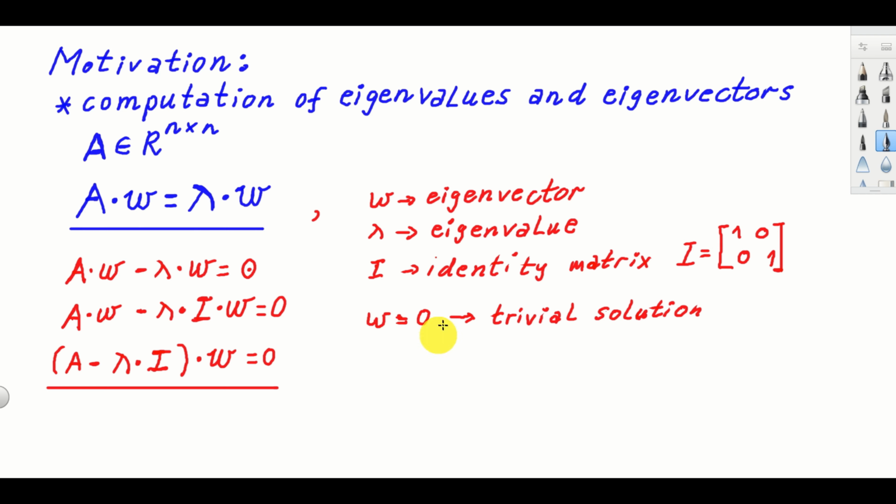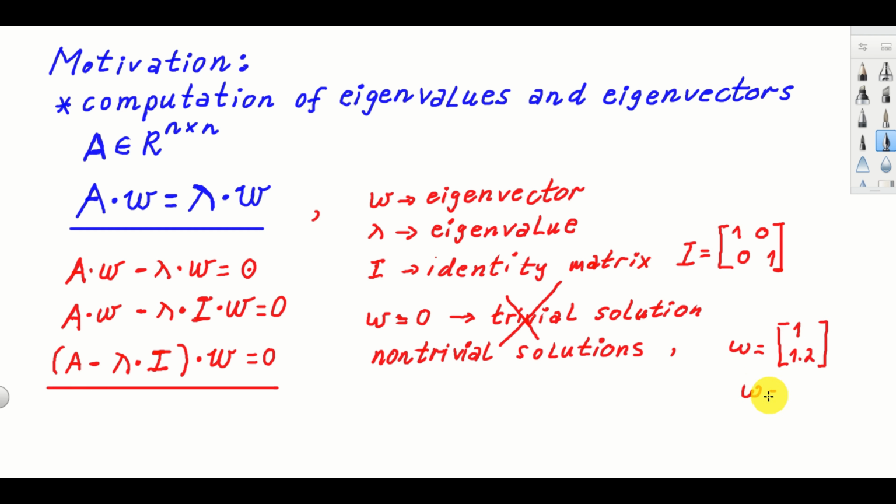However, we are not interested in the trivial solution. So I will do it like this. We are interested in non-trivial solutions. So what are the non-trivial solutions? A non-trivial solution is a solution that has at least a single entry that's not equal to 0. For example, in the case of a 2 by 2 matrix, a non-trivial solution should look like this, for example, or like this, or even like this. The main requirement is that at least a single entry of this vector W is non-zero.